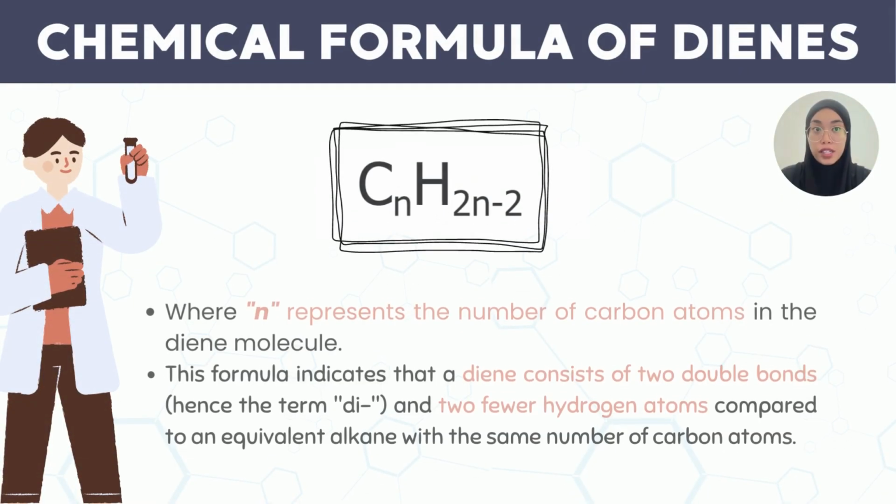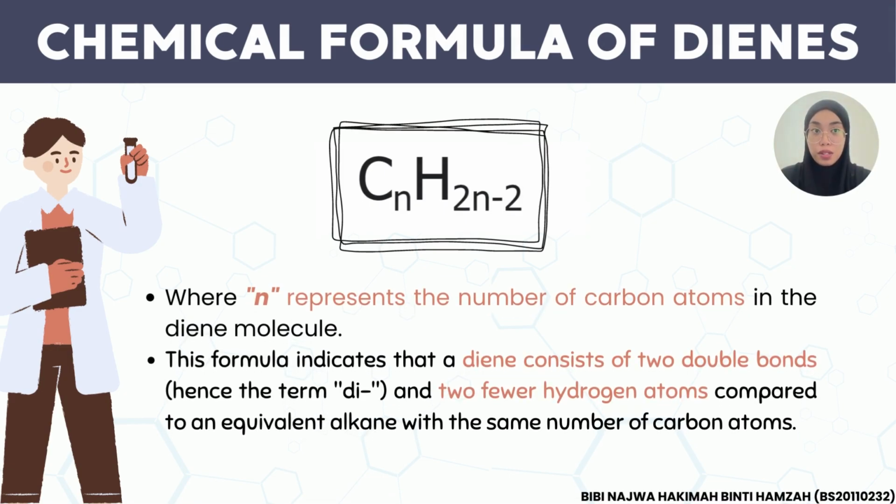The chemical formula of diene. The chemical formula is CnH2n-2, where n represents the number of carbon atoms in the diene molecule. This formula indicates that a diene consists of two double bonds, hence the term di, and two fewer hydrogen atoms compared to an equivalent alkene with the same number of carbon atoms.